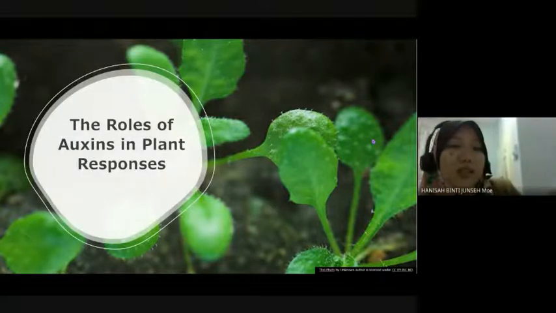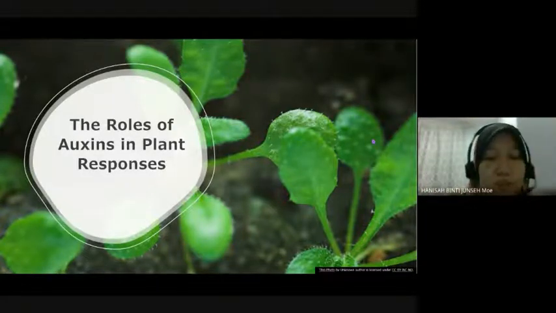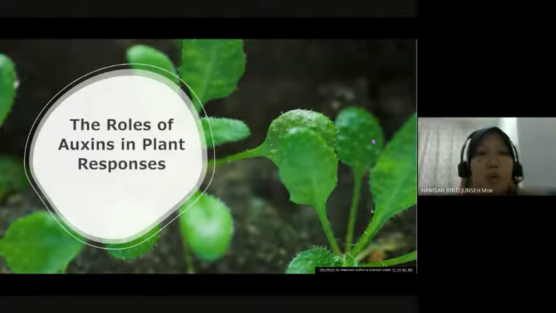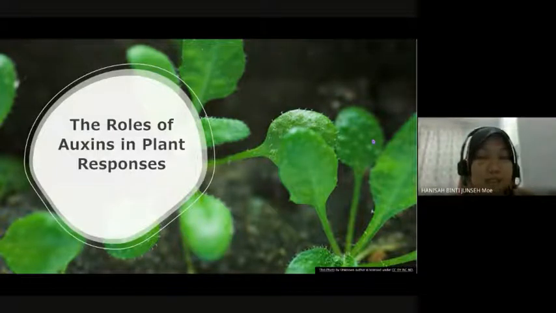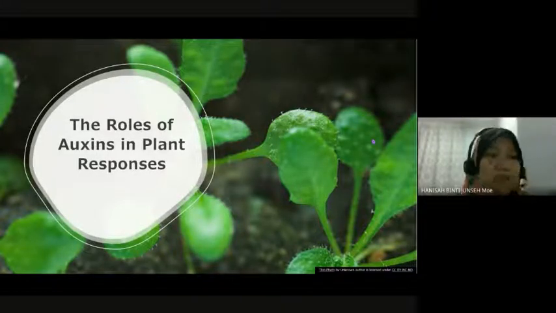The next, the roles of auxin in plant response. Okay, apa beza dengan yang tadi? Just now, we wanted to know the roles of auxin, the function of auxin in growth, whether the plant grows or not. Now is the response. We already learned about response in plants, as maybe you can recall, as tropism and nasty. Okay, for auxin, in plant response, auxin plays an important role in phototropism.